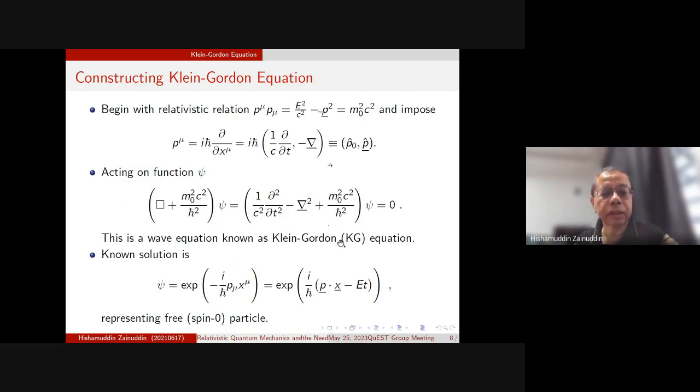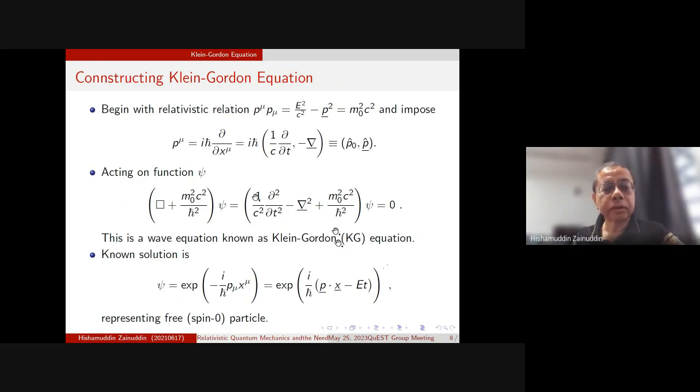For the simplest case, considering a freely propagating solution, you have a plane wave kind of solution over here. In the plane wave solution, you see again that kind of phase relation that we had before using the inner product. Over here, it's silent on the spin, and in fact there should be no spin, because we are not considering spin variables at all. So this is actually representing a spin zero particle.